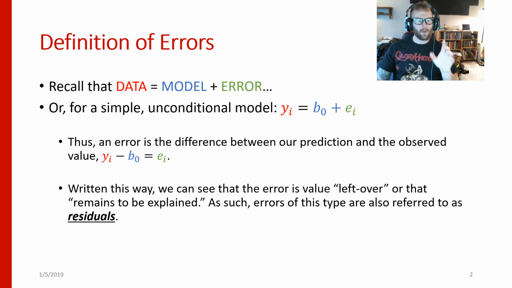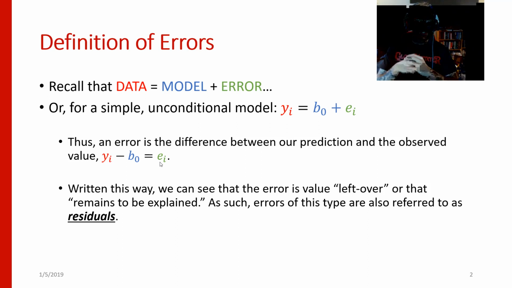So first, as a reminder, we're using the general framework of data equals model plus error, which we can write more mathematically as y sub i. Each individual data point is equal to b0, which is our estimate from our model, plus some amount of error, or e sub i, which is a unique error for each person. This error can be rewritten as the difference between our prediction and the observed value. So just doing a little transformation of the formula above, we can say that each data point, y sub i, minus our estimate, or b0, is equal to e sub i. So this is the error that is left over. It is the difference between what our model is predicting and what we actually observed.